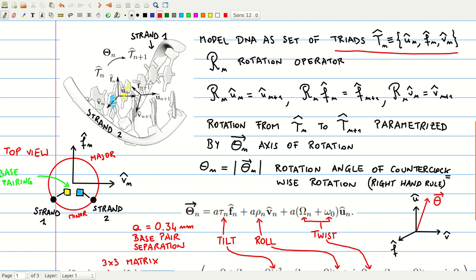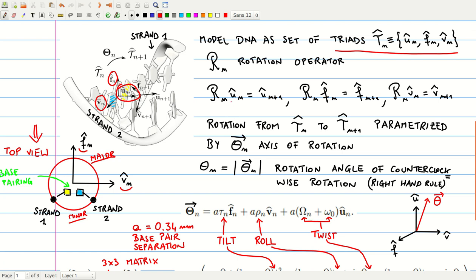u_n is as before the local tangent, while f_n and v_n are oriented as shown in the top view of the DNA molecule here. The DNA molecule has a major and a minor groove. The unit vector f_n cuts the grooves symmetrically, while v_n is aligned along the base pairing.